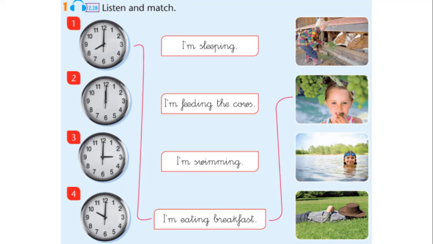Listen and match. 1. It's 8 o'clock. I'm eating breakfast. 2. It's 12 o'clock. I'm feeding the cows. 3. It's 3 o'clock. I'm swimming. 4. It's 10 o'clock. I'm sleeping.